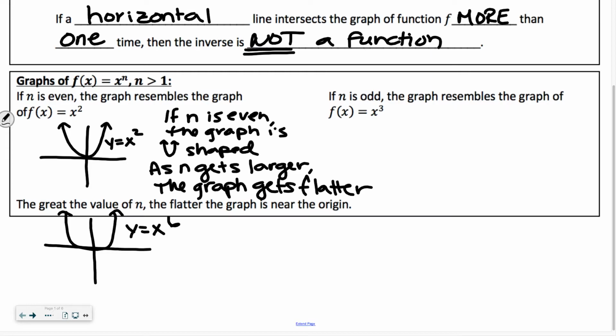When n is odd and not 1, when n is 1, it's a line, but when n is odd, like 3, 5, 7, 9, we say that the graph is sort of like that bendy graph. It's not really a straight line. So it looks something like this. Here's x cubed. X cubed looks something like that. Y equals x cubed.